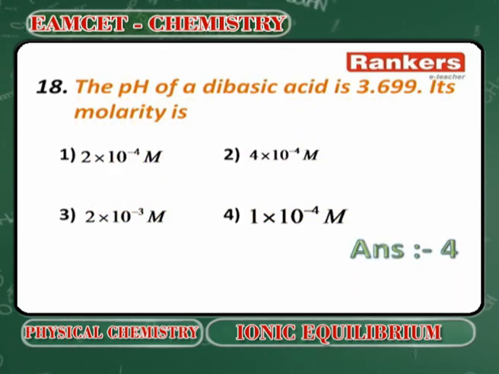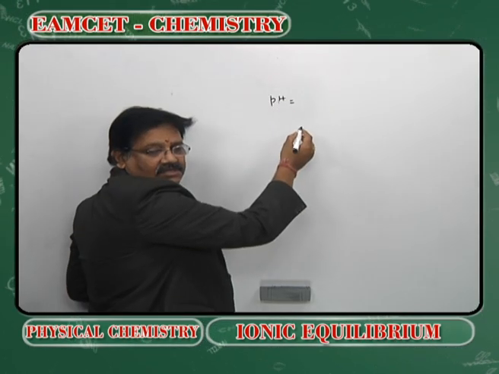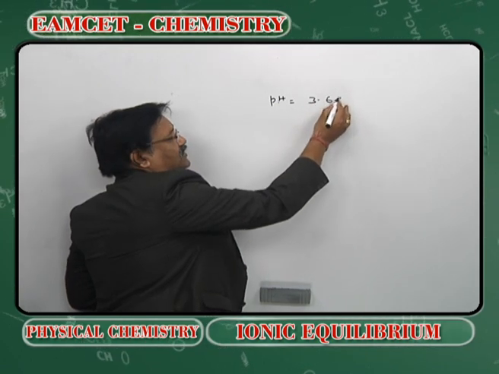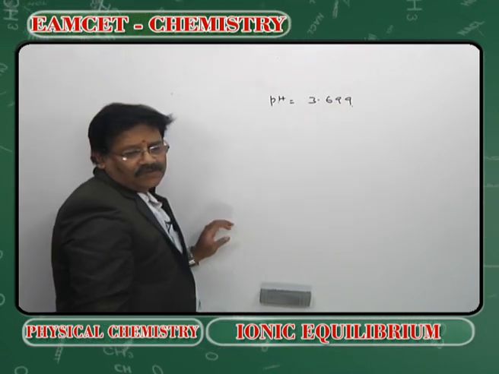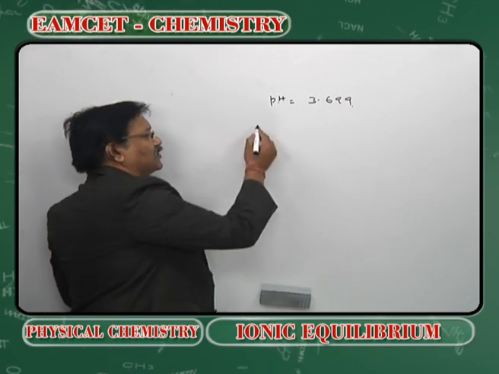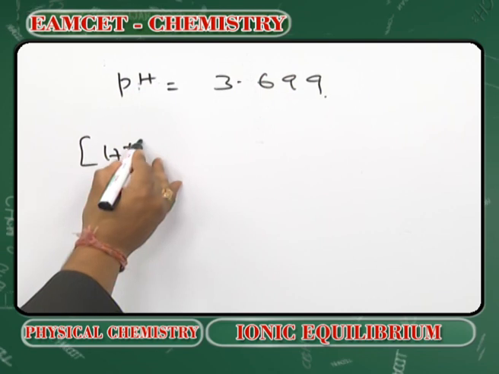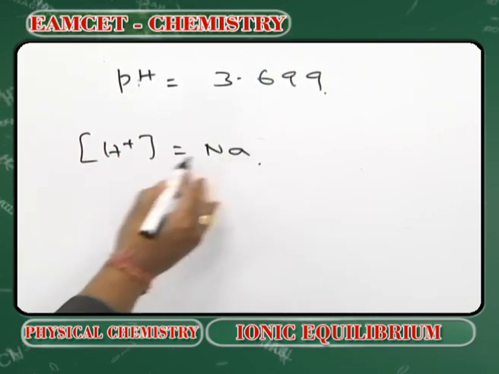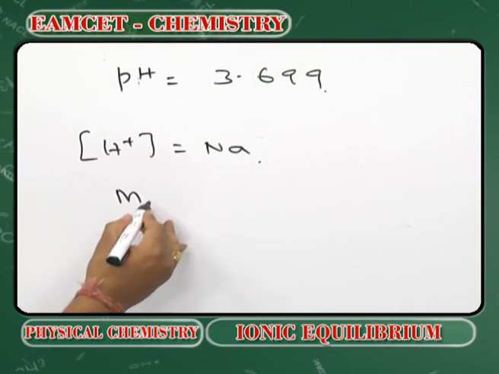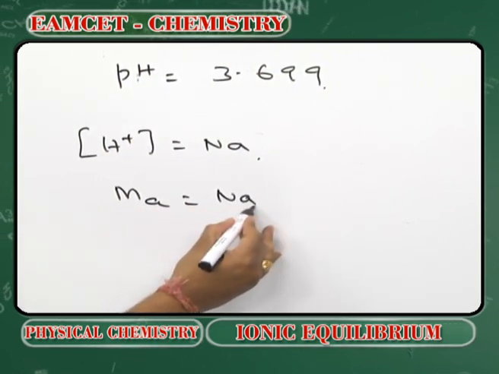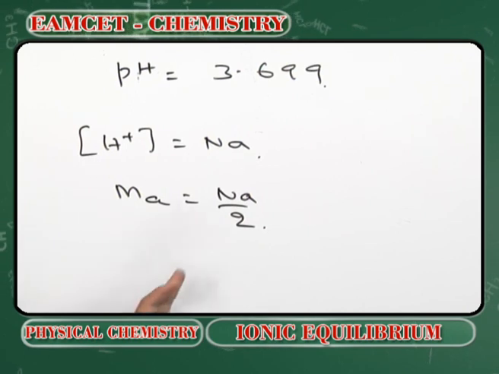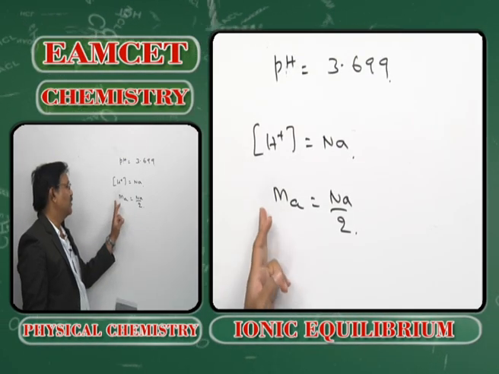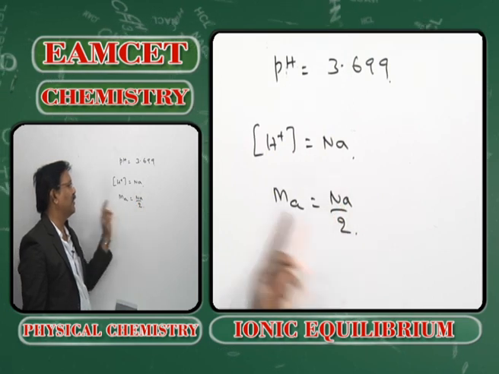The pH of a dibasic acid is 3.699. So, it is a dibasic acid. So the H plus ion concentration is equal to the normality of the acid. What will be the molarity of the acid? The molarity of the acid is equal to the normality of the acid divided by 2, because normality is equal to molarity into basicity. Therefore, molarity is equal to normality by basicity.